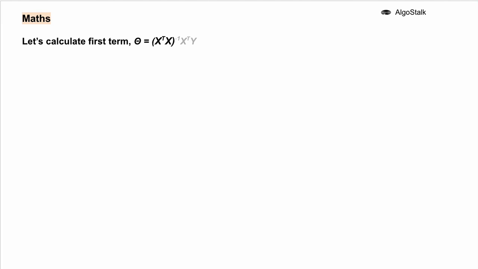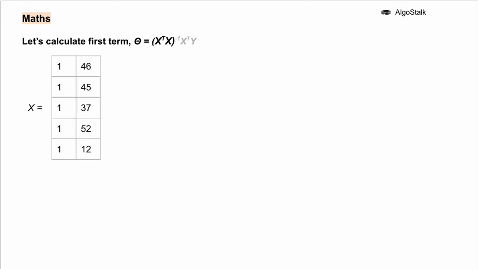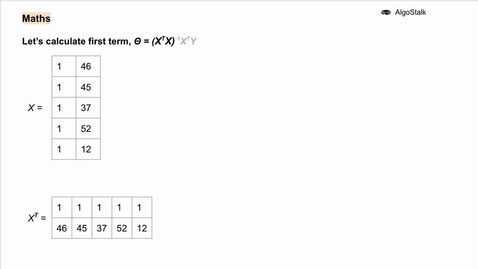We'll start by computing the first term of our normal equation, getting our matrix x and taking the transpose of it. The transpose simply flips the rows and columns of x. This is the first step in our calculation process.